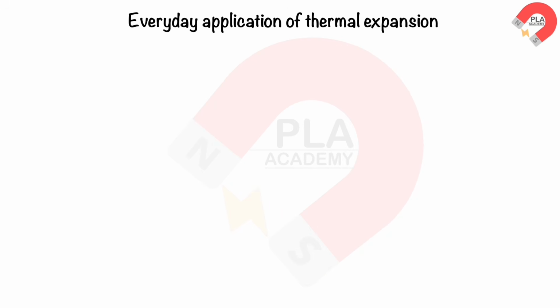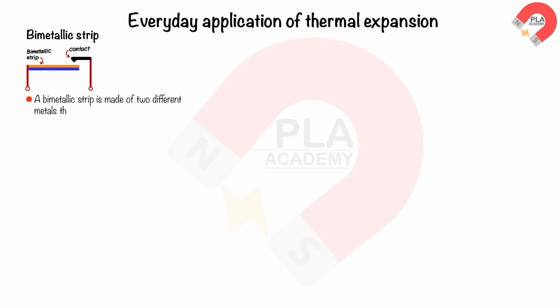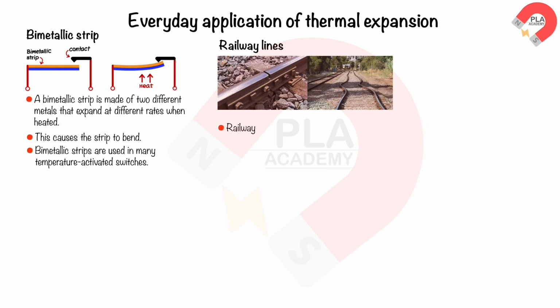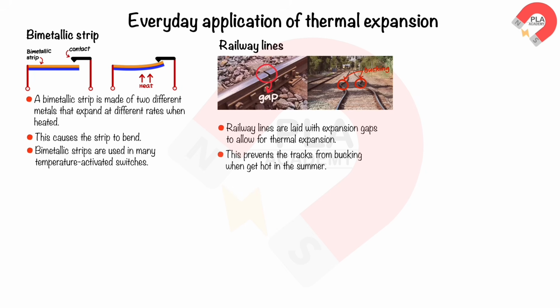The everyday applications of thermal expansion. Bimetallic strip. A bimetallic strip is made of two different metals that expand at different rates when heated. This causes the strip to bend when the temperature changes. Bimetallic strips are used in many temperature-activated switches, such as those that turn on a fan when the room gets too hot. Railway lines. Railway lines are laid with expansion gaps to allow for thermal expansion. This prevents the tracks from buckling when they get hot in the summer.